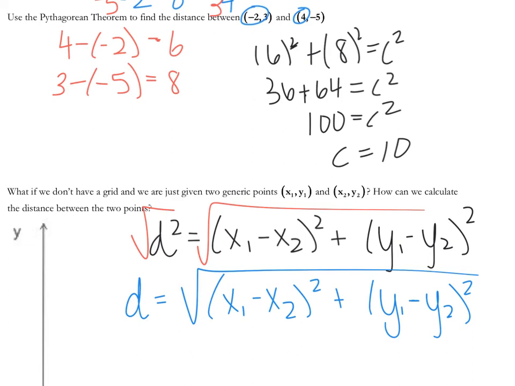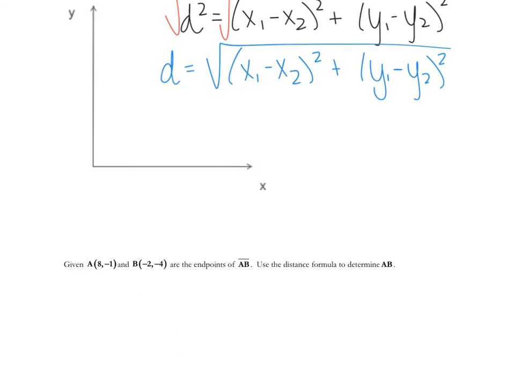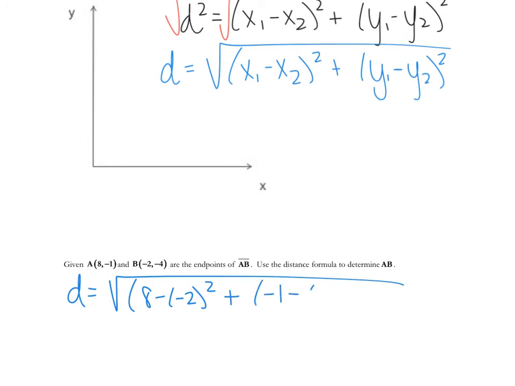All right, so we have 2 problems left. The first problem is to just find the distance. We're given 2 points, the endpoints. So distance equals the square root of 8 minus a negative 2 squared plus negative 1 minus a negative 4 squared. Again, I could have done negative 2 minus 8 and negative 4 minus a negative 1. Just make sure that you keep it in order. If you start with the first x here, then make sure you start with the first x here as well, and the first y.